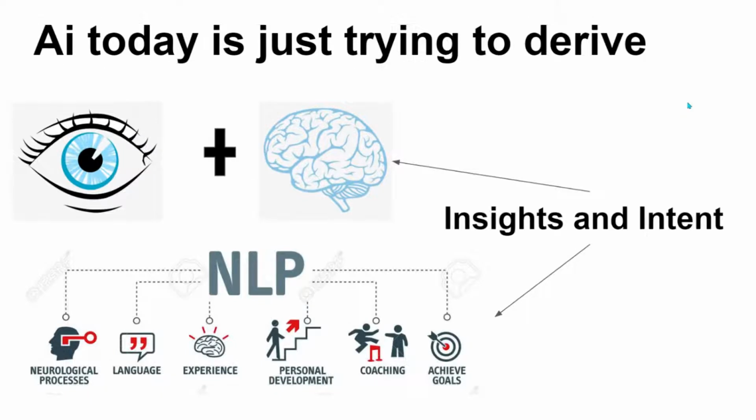So AI today is just trying to derive insights and intent. So it's all about insights and intent. So what is insights and intent? Insights are information about what this space is all about. Intent is all about what this machine is capable of doing and what it can deliver at the end of the day. It's all about that approach. We are all trying to devise a new technology. We are all trying to architect something new, and this is what we are trying to do.